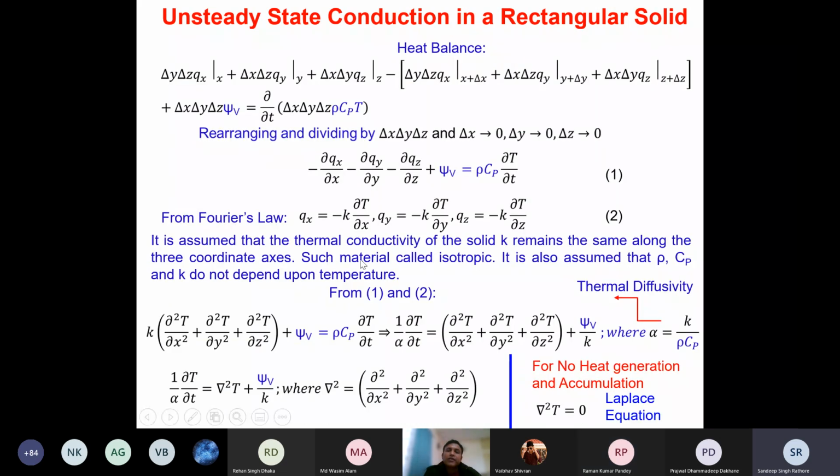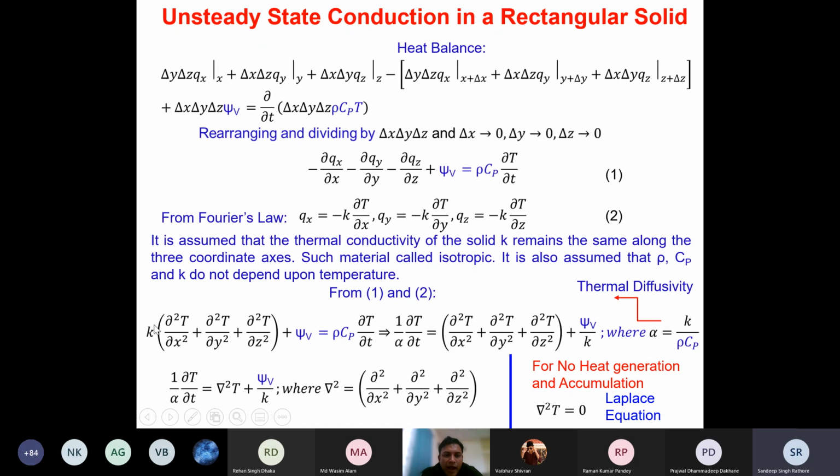All right. So now, by putting Fourier's law of heat conduction into each individual q term, what we get is k times dou square T by dou x square plus dou square T by dou y square plus dou square T by dou z square. Again, we are assuming that this thermal conductivity k is constant along all 3 directions. Remember, that is what we said. When thermal conductivity is not changing along the direction, the material is called isotropic. Again, rho, Cp and k, we are assuming that these are independent of temperature, so that's why we have taken them out. Is it clear to everyone?